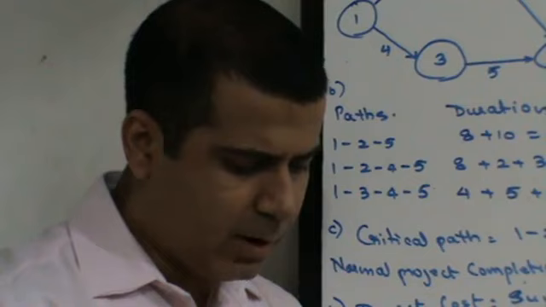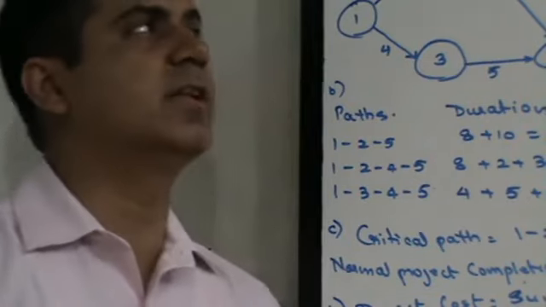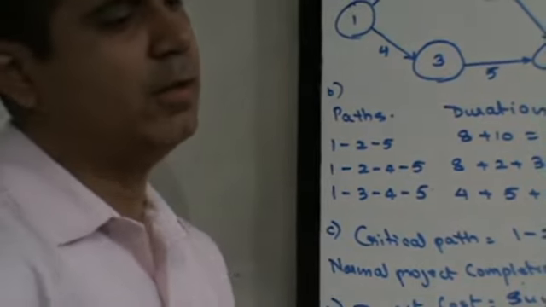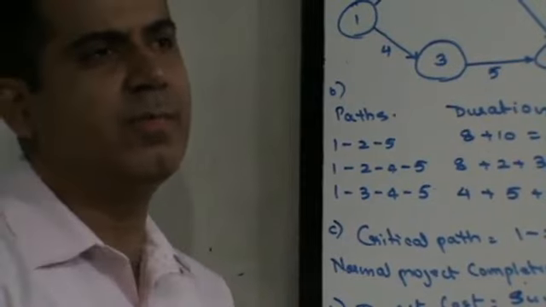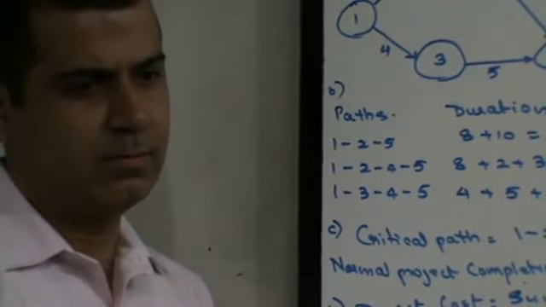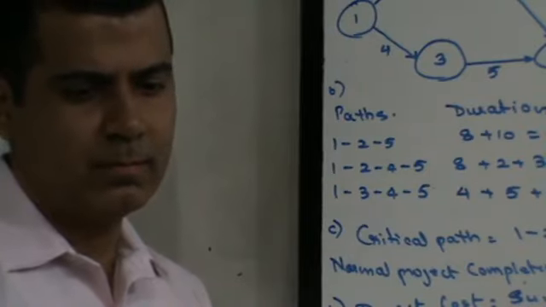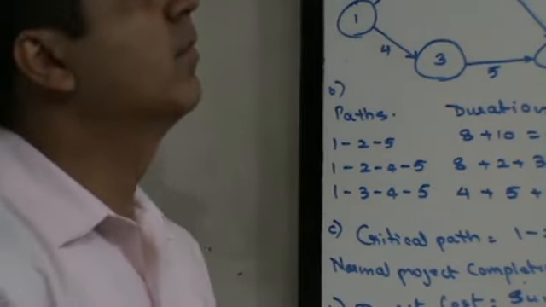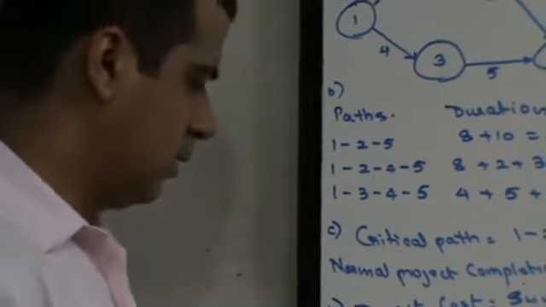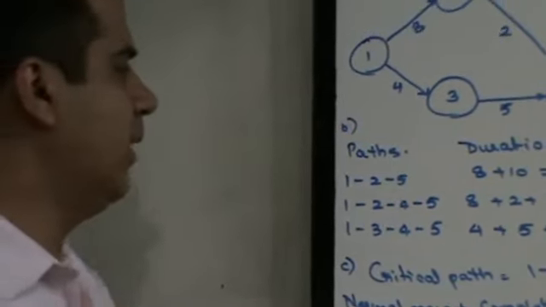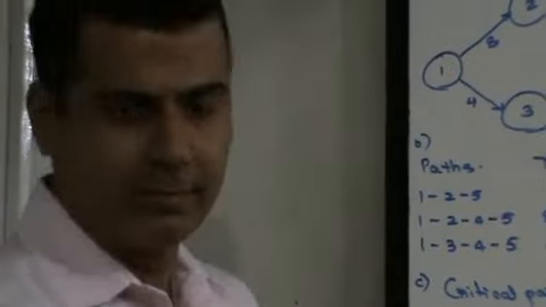The critical path should always remain longest. Now, my critical path is 1 to 5, right?